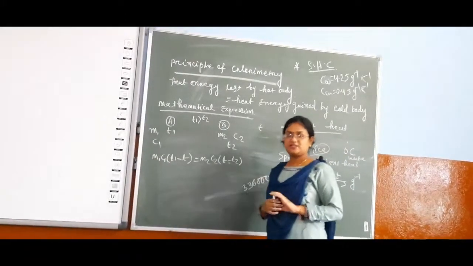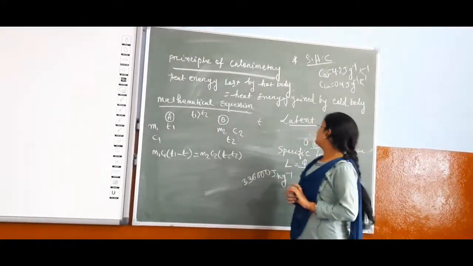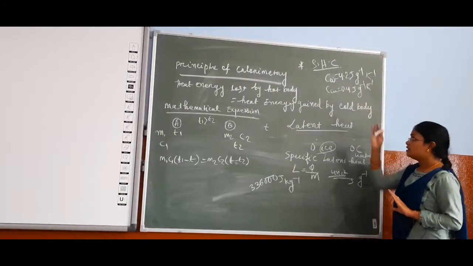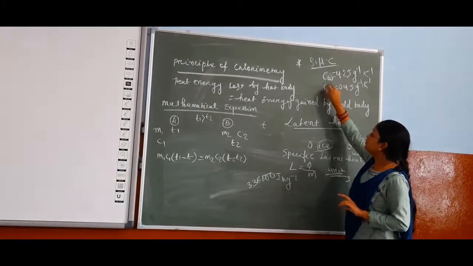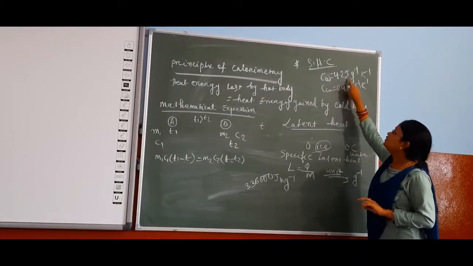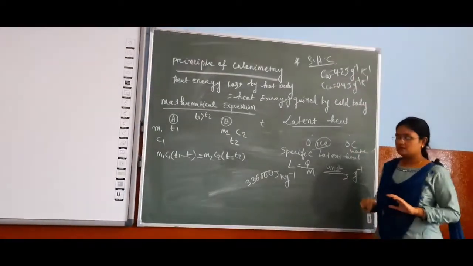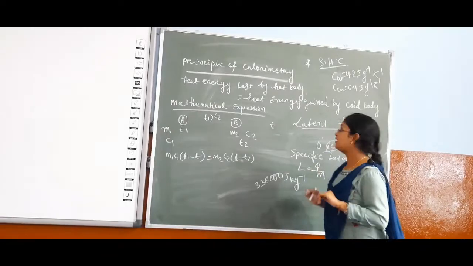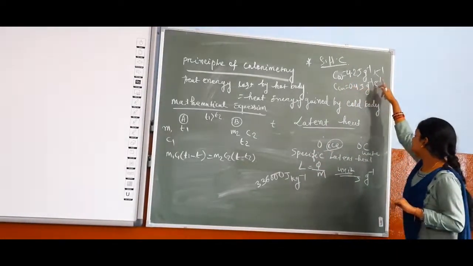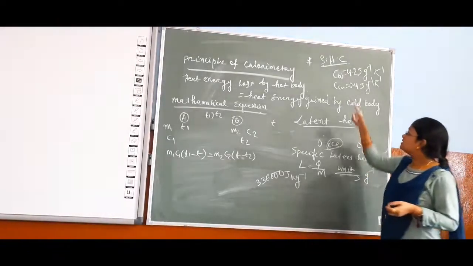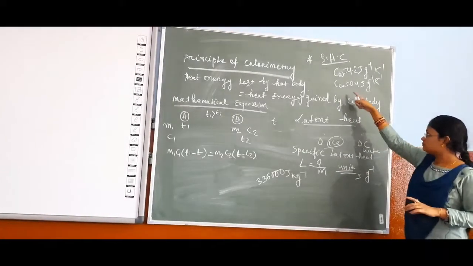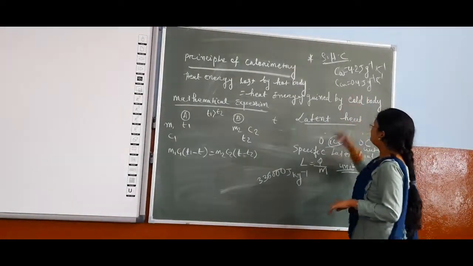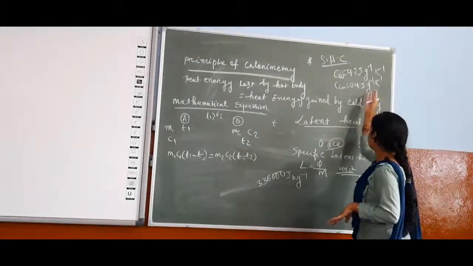As you see, the specific heat capacity unit is Joule kg inverse Kelvin inverse. What is the specific heat capacity for water? For water, specific heat capacity is 4.2 Joule gram inverse Kelvin inverse. What does it mean? That means 1 gram of water needs 4.2 Joule of heat energy to increase its temperature by 1 Kelvin. Similarly, for copper, it is 0.4 Joule gram inverse Kelvin inverse. That means copper needs 0.4 Joule of heat energy to increase its temperature by 1 Kelvin.